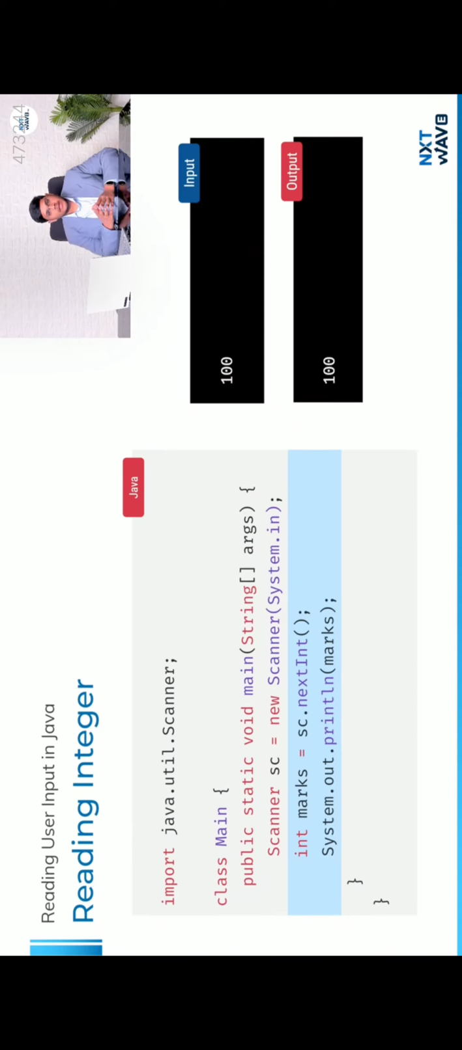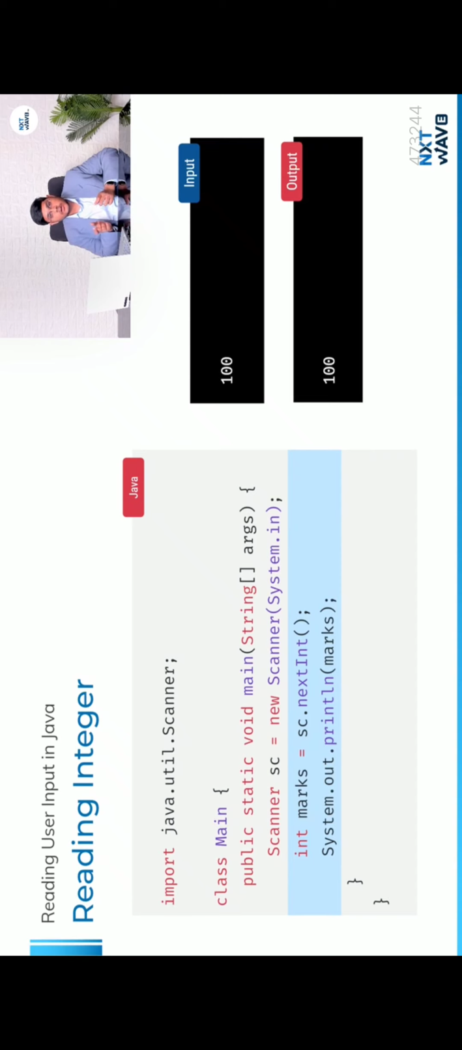Okay, so let's also look at it using an example. Previously we have used nextLine() to read from user input the entire line as a string. Now here in this example, we are using nextInt(). So using nextInt(), we can read an integer value from user input. That's the reason, because we are reading an integer value, we are storing it in the marks variable, which is declared as integer type.